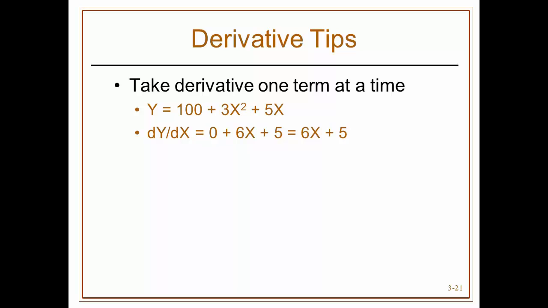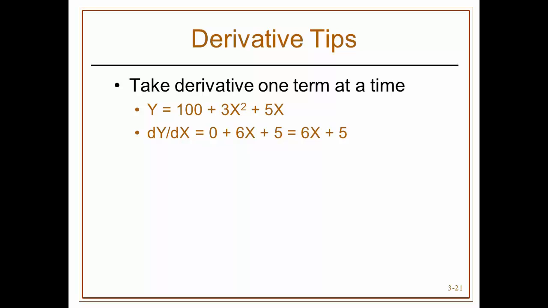So again, if I wanted to expand this and show you exactly what's going on, that last 5x term, the derivative would be 1 times 5 times x to the 1 minus 1 power, or 1 times 5 times x to the 0 power, or 1 times 5 times 1, or just 5. So the derivative of y with respect to x, after we've done all of the terms, becomes 0 plus 6x plus 5, or just 6x plus 5.